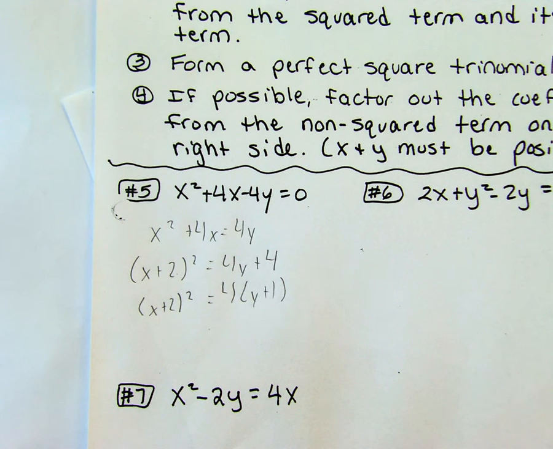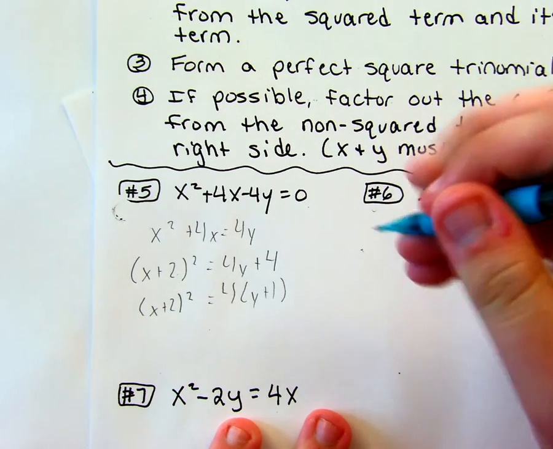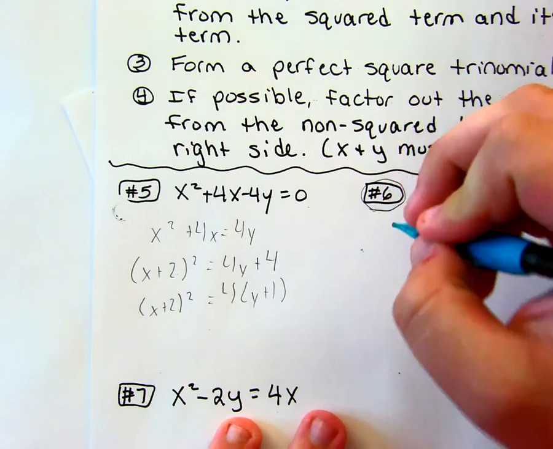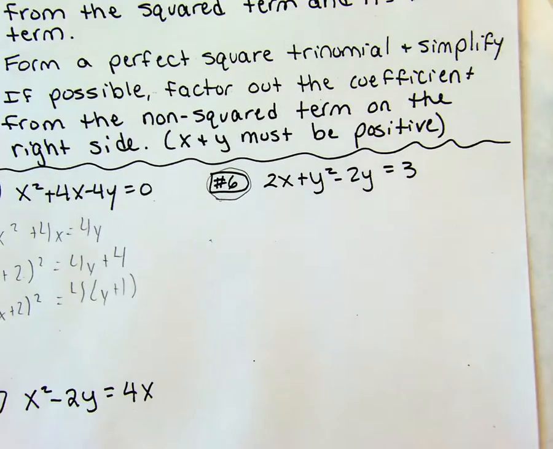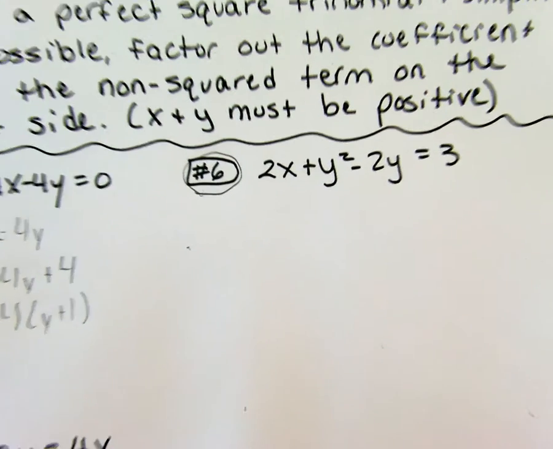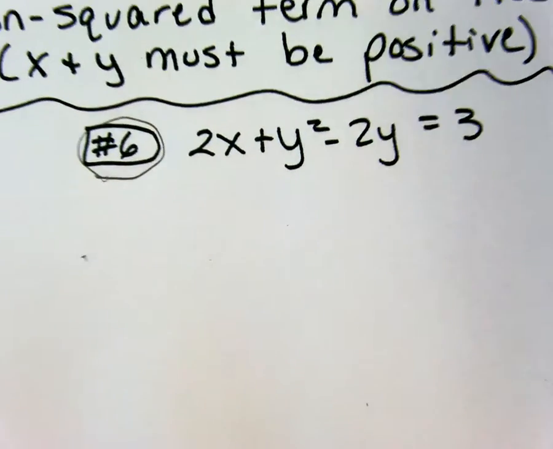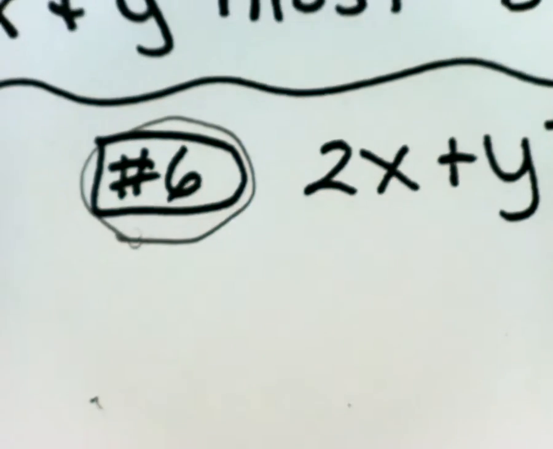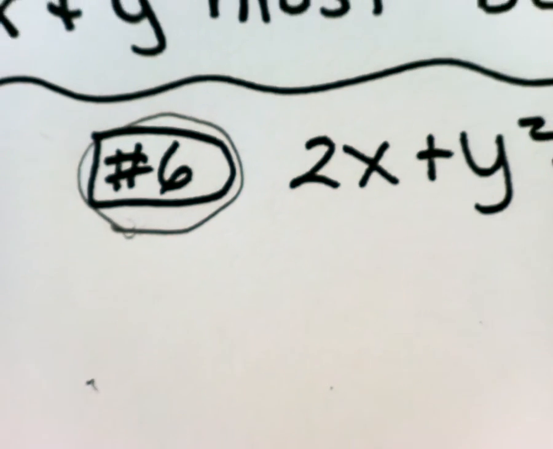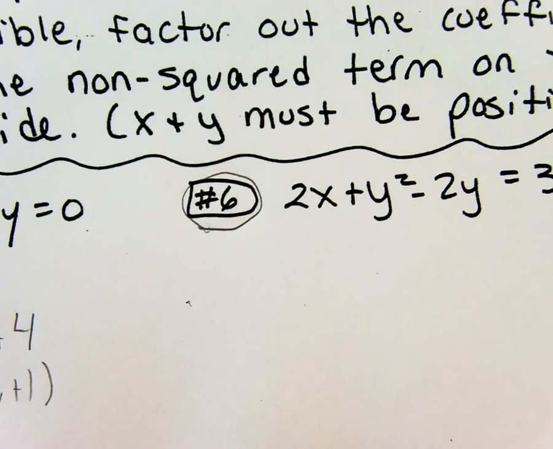Alright, so number 6 now. Should probably get the left out. Alright, go ahead. Alright, let's zoom in. It's okay, Mike. We all make mistakes. There we go. Number 6, guys.